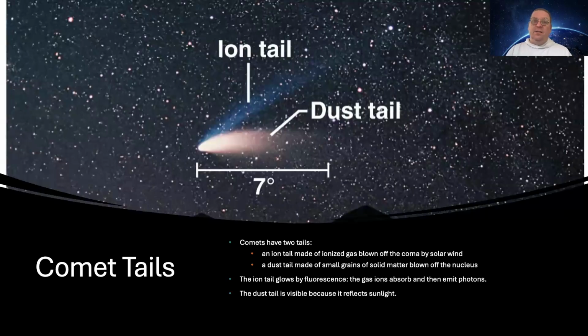The ion tail is a little different. When you release these gases, you're releasing not just the dust, but also free electrons. So there are electrons that are not bound to any particular atom. We refer to those as free electrons. They're basically free to go wherever they want by themselves.